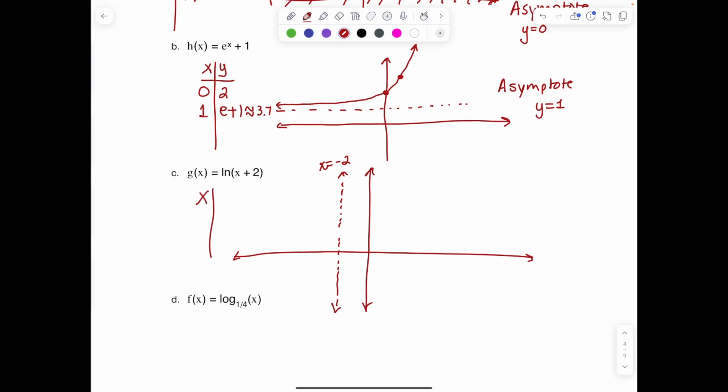So let's do our x and y. Let's do -1 first. So that'll give me ln of (-1 + 2), that's ln 1, equals 0. So (-1, 0). It's going to be about here. Let's do 0. It's going to be ln of 2. We don't know what that is, so it's just going to be somewhere over here. So if I have those 2 points, I can just graph something like this.